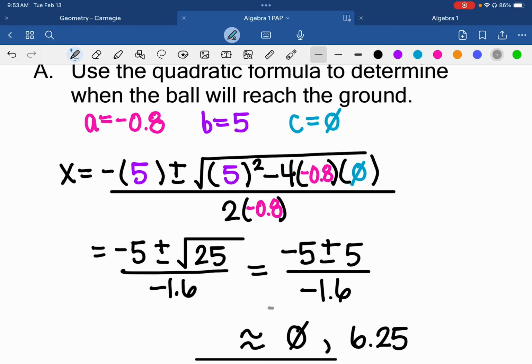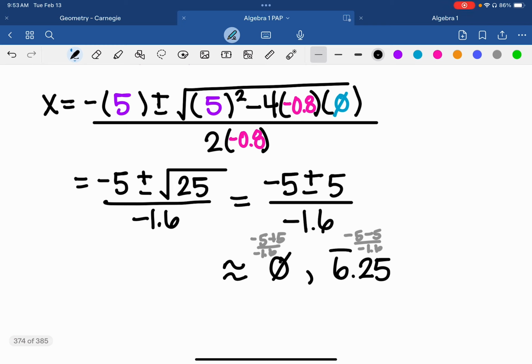Remember this was negative 5 plus 5 divided by negative 1.6, and this was negative 5 minus 5 divided by negative 1.6. That's how I got those two answers. Due to this problem situation, this is my only answer.